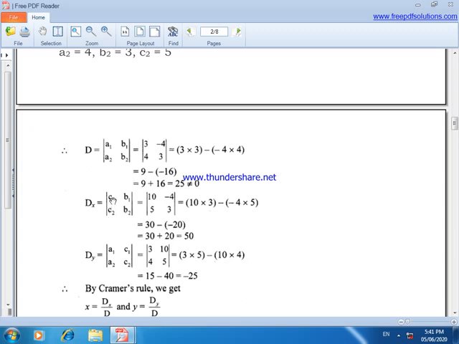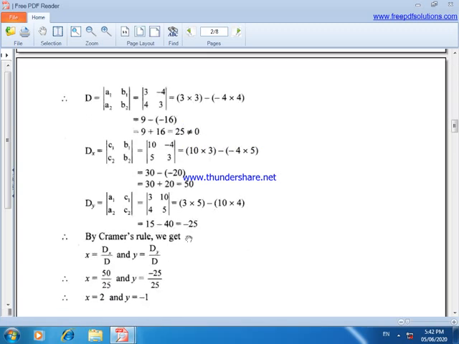Then dx. Here instead of a1 a2 there is c1 c2, b1 b2. The value of c1 is 10, c2 is 5, b1 is minus 4, b2 is 3. So cross multiply: 10 into 3 minus 4 into 5. 10 3s are 30, minus sign as it is, minus 4 into 5 is 20, minus will become plus, so 30 plus 20 is equal to 50.